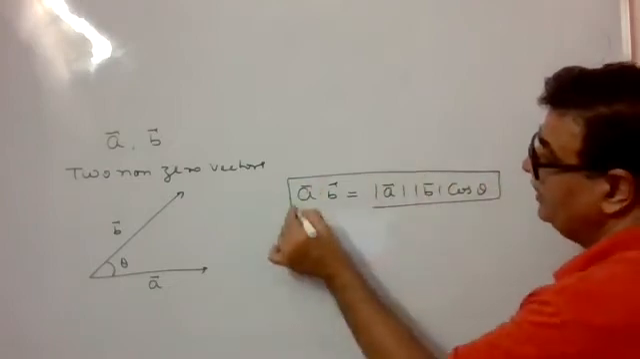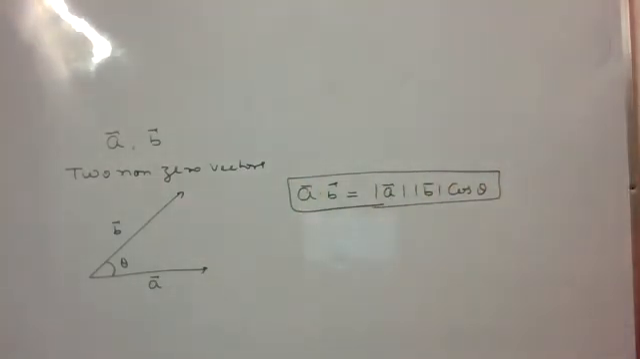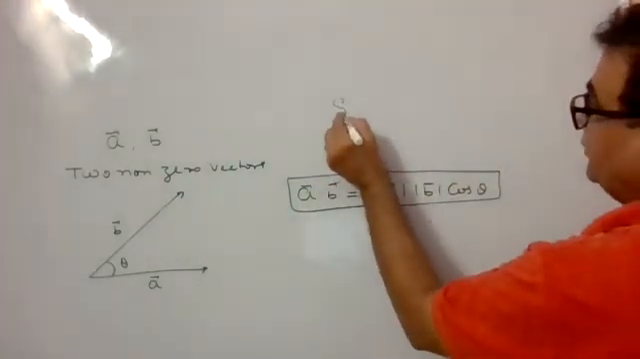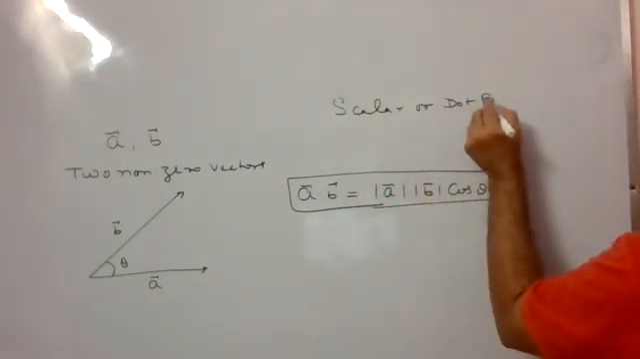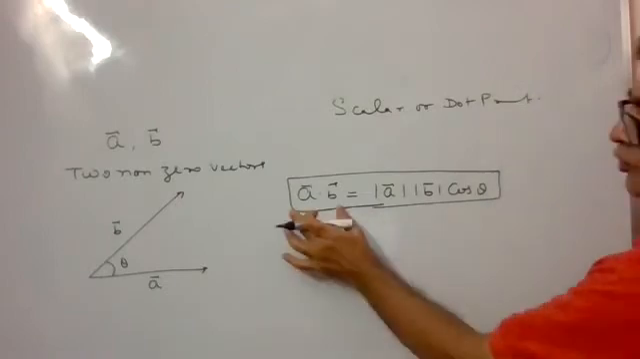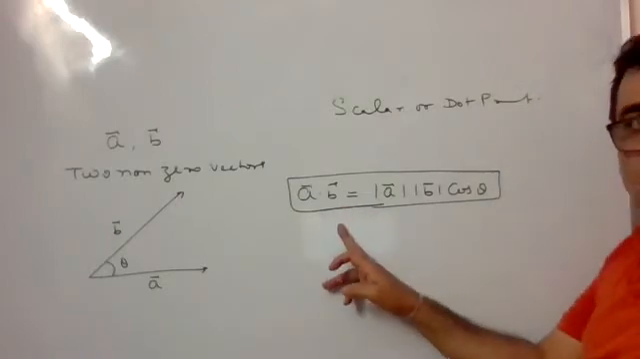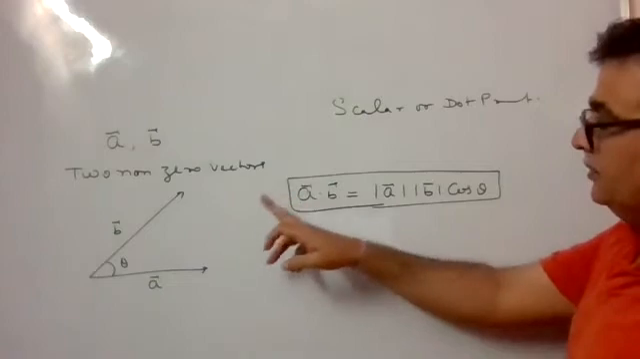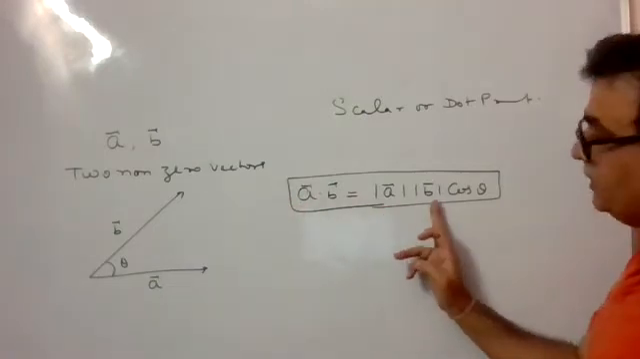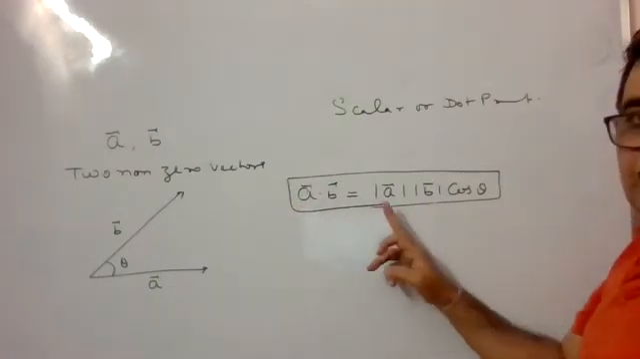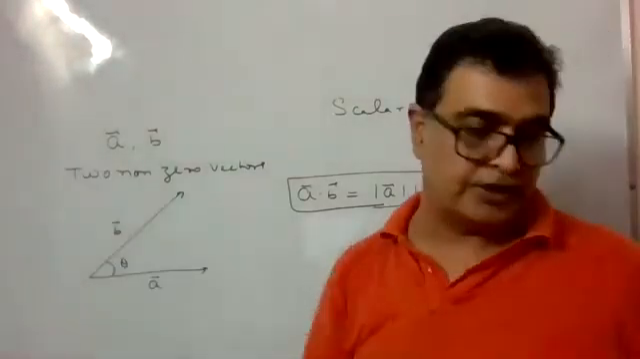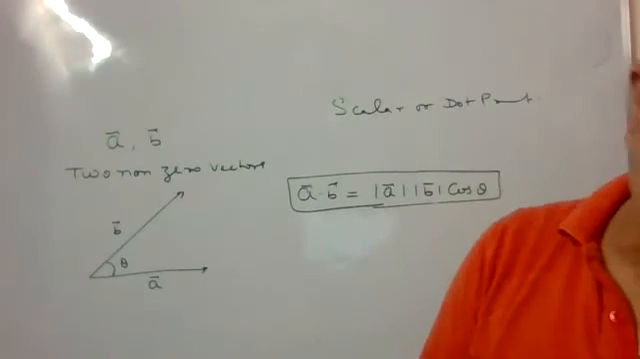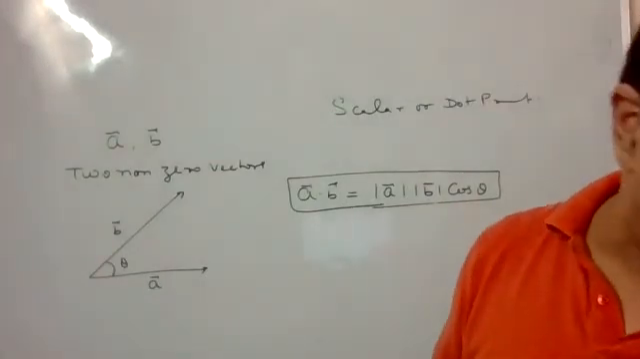This is called the scalar or dot product between the two vectors. What I told you in this case, A and B should be two non-zero vectors. Their magnitudes have to be A and B. So we will say A dot B will be defined as magnitude A, magnitude B cos theta. Theta is the angle between the two vectors. So this is the definition of scalar product we have.